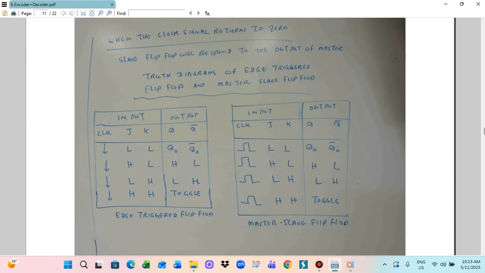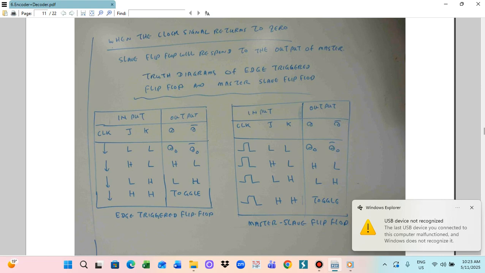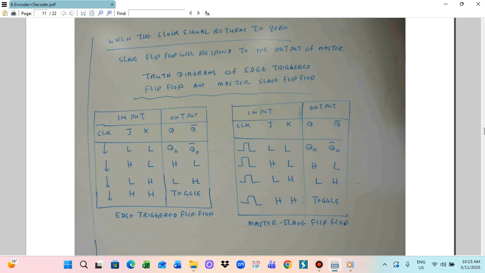I will draw it as two tables for the master slave flip-flop. So I made a combination between the edge trigger, the JK flip-flop, and the master slave flip-flop. Edge trigger is only the edge. So this is a clock, only the edge is working, but it will not work for the whole part.